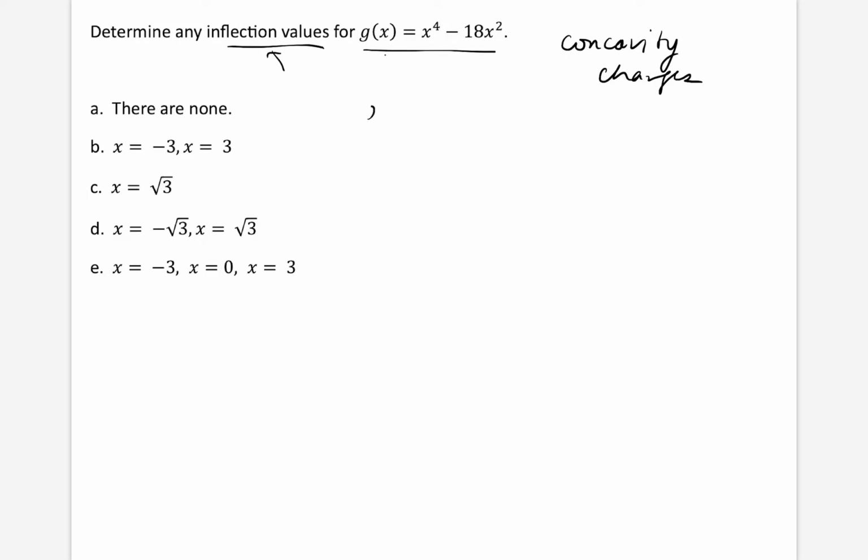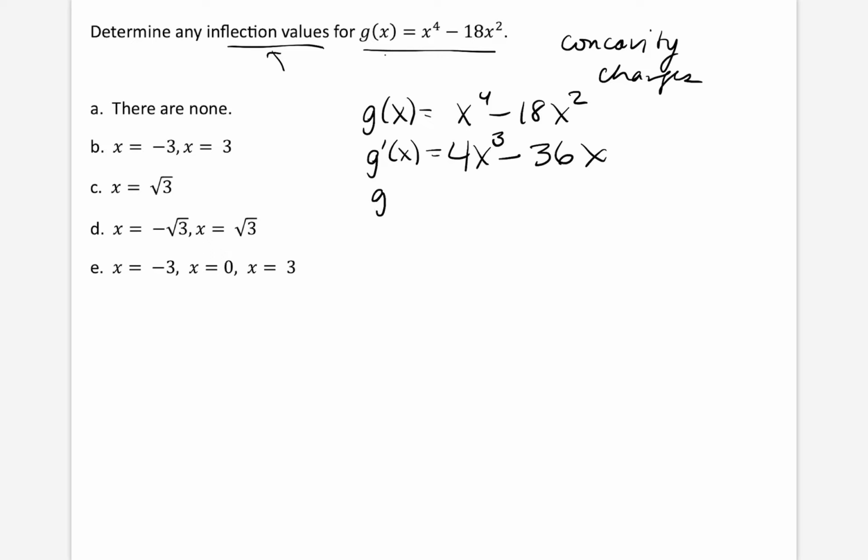So let's figure out what our second derivative is. Our function is x to the fourth minus 18x squared. That means that our first derivative is going to be 4x cubed minus 36x. And our second derivative, well, that's going to be 12x squared minus 36. And to figure out where the sign of the second derivative changes and where it equals 0, let's factor this. So let's write this as 12 times x squared minus 3.